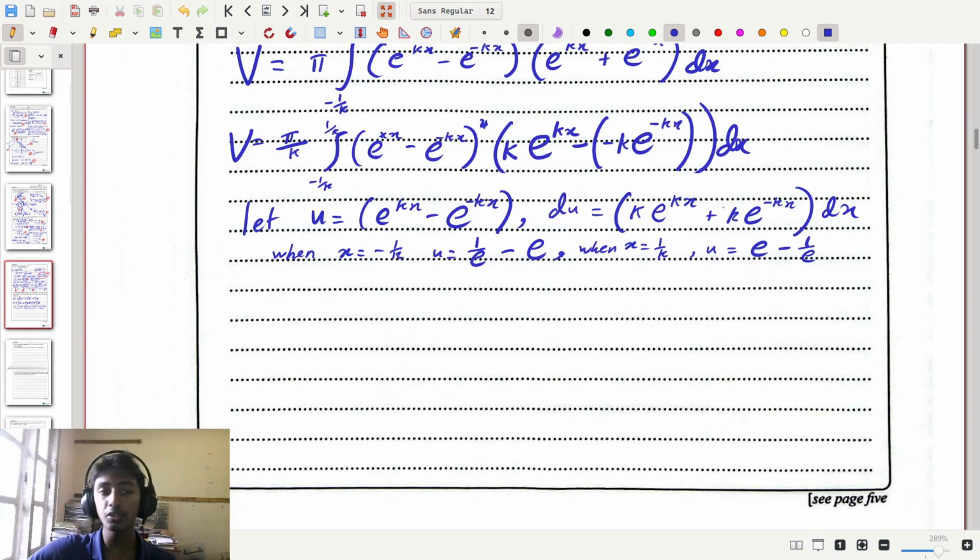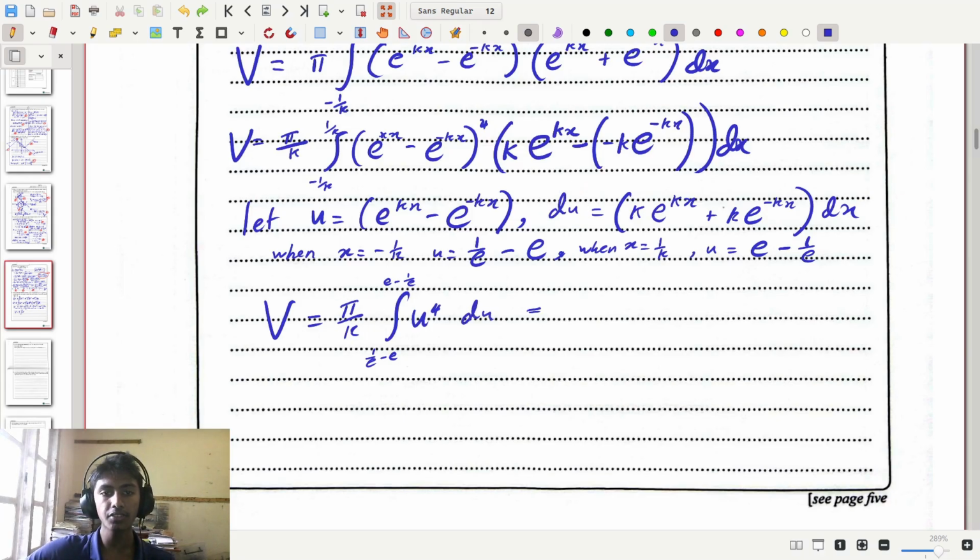Now if we substitute these into the original integral, we can see that the integral becomes V equals pi divided by k times the integral from the lower bound, which is 1 divided by e minus e, to the upper bound, which is e minus 1 divided by e, of this inner bit to the power of 4, which when you substitute is going to be u to the power of 4, times this bit here, which, as we found, this whole expression is simply du, so we simply replace it with du. And now we can simplify.